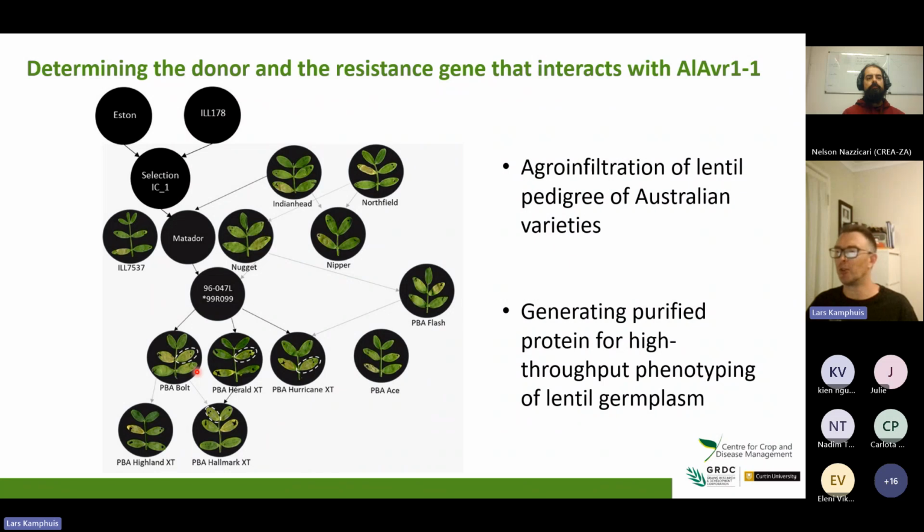The other thing that we want to try and do is actually generate purified protein. Agro-infiltration of lentils is quite finicky, and you have to do it at the right developmental age. Otherwise, you really struggle to get good phenotypes. So that's something that we're working towards at the moment in the lab.